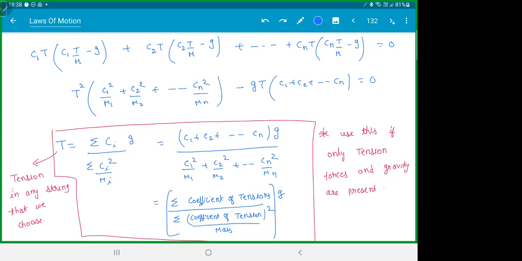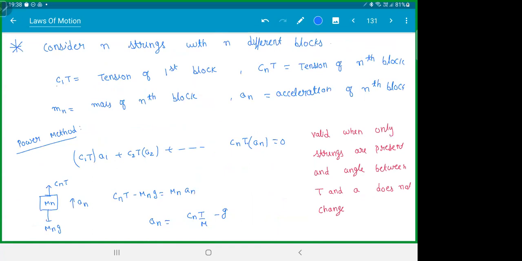i is the ith block. In computer programming we do a for i loop, for i equal to 1 to 10. So C1, C2, C3, C4, that i is changing. So the value of i is going from 1 to n. C is the coefficient of tension. Look at the start, C1, C2, Cn. So C is the coefficients of the tensions.